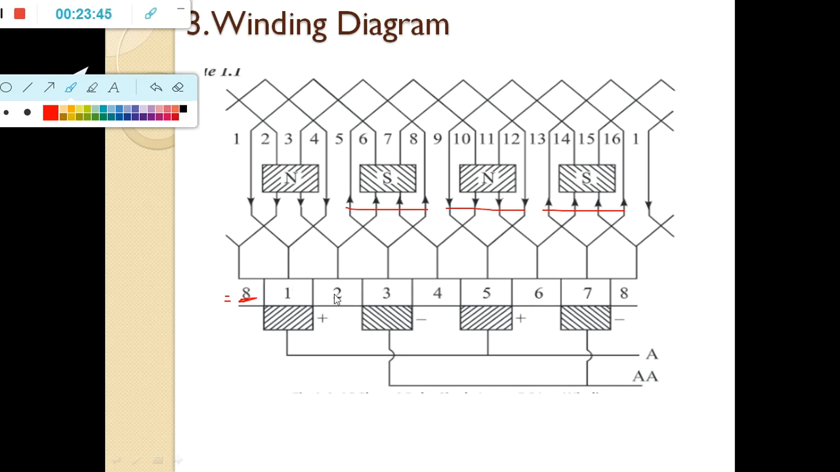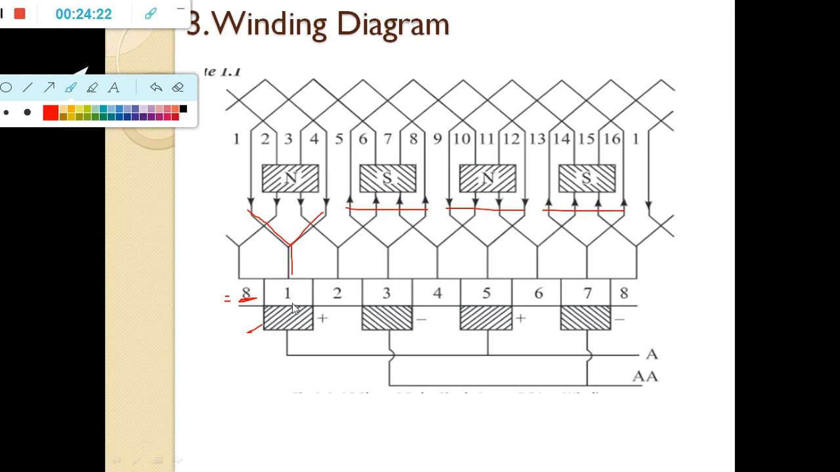Now how to place these brushes? For example, you take this commutator. What conductors are connected to this commutator? Just let me trace it. From here, it is connected to conductor number 1 and conductor number 4. You observe the direction of current of conductor number 1 and conductor number 4. If it is in the same direction, I can place a brush. Yes, conductor number 1 and conductor number 4 have the same direction of current. It means I can place the brush on commutator 1.